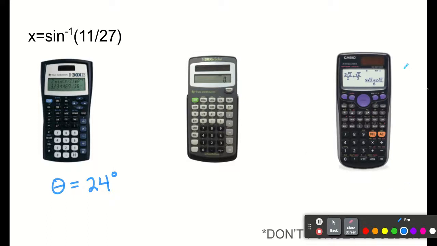And this last calculator here, you will first push the shift button in the top left corner, shift and then sine. Again, you will see sine -1 pop up on your calculator screen. Then you will type in 11 divided by 27 and then push your equal sign. And you also should get an answer of 24.04, etc.